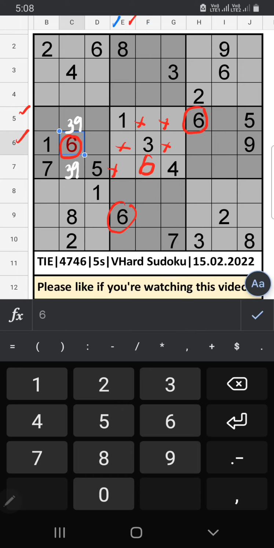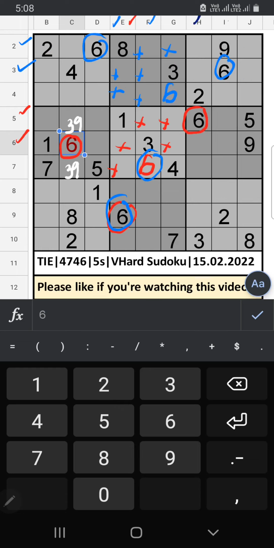Column E and column F, we have 6. So 6 can't come in these cells. Second row and third row, we have 6. So 6 can't come in these cells. Then 6 is confirmed here.